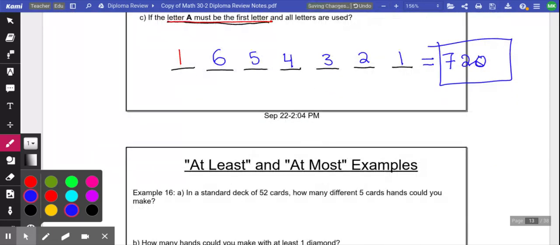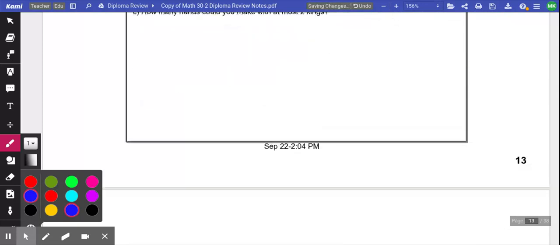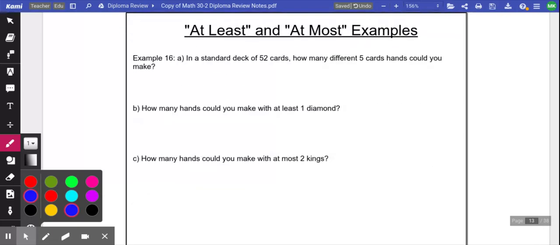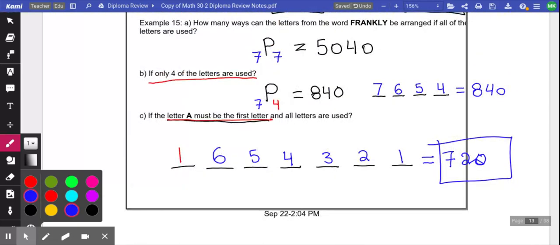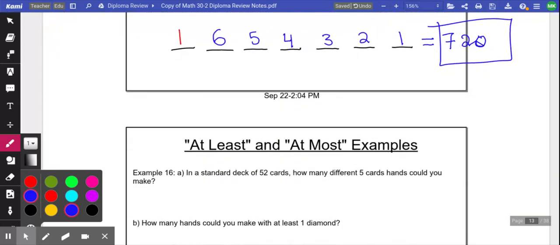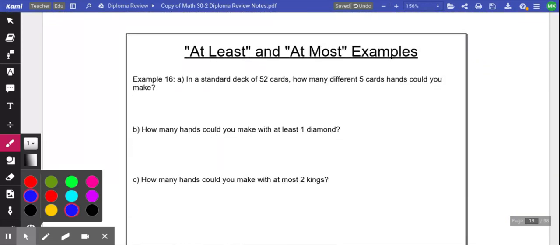Wonderful. At least at most, I think we're going to stop there because I don't think I can handle this lagging computer, and I'm worried that it's going to crash and I'm going to lose everything. So that's good. Oh, we're almost at half an hour anyway. So that's good for today.